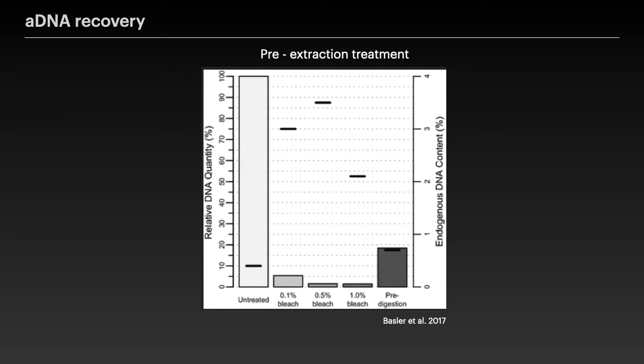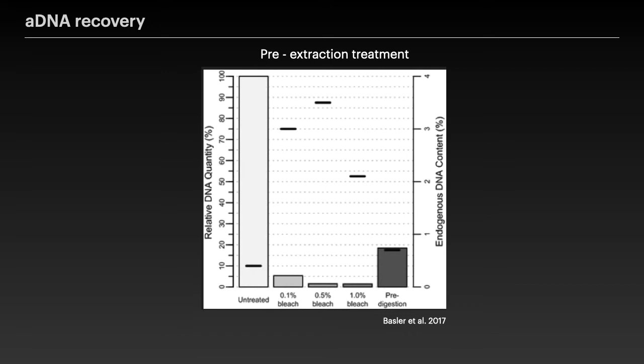So these methods, of course, can be combined and can potentially have a positive effect in increasing the endogenous content, but the results are quite variable among samples and sites. In a study we performed in our lab in Potsdam, we tested different concentrations of bleach solution against the pre-digestion method, and we also had a control.